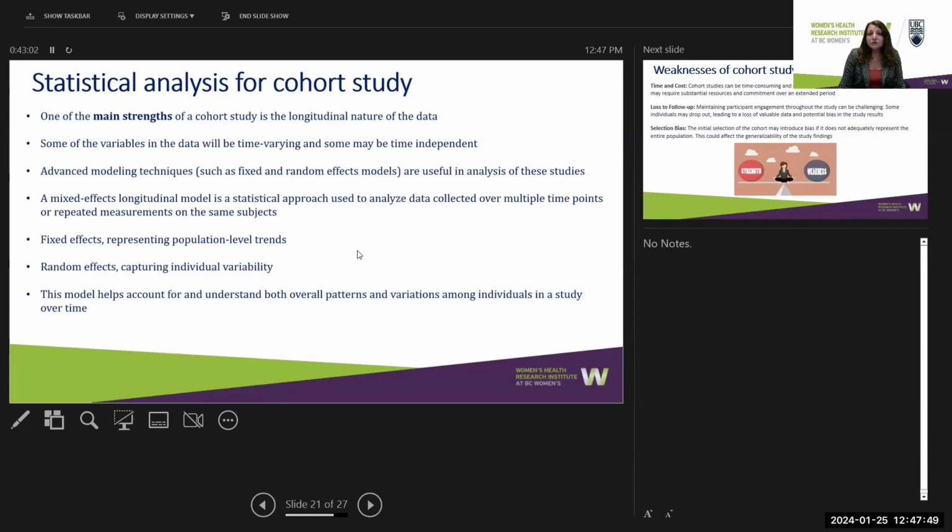So for statistical analysis for cohort, we usually use an advanced modeling technique that usually includes fixed effects and random effects. If you remember, if you attended one of my first lectures about statistics, I talked about homozygosity and heterozygosity. Homozygosity is usually your mean, and heterozygosity is usually your variance. So when we're talking about fixed effects in the longitudinal modeling technique, we're usually talking about population level data that we're measuring with mean and maybe standard deviation.